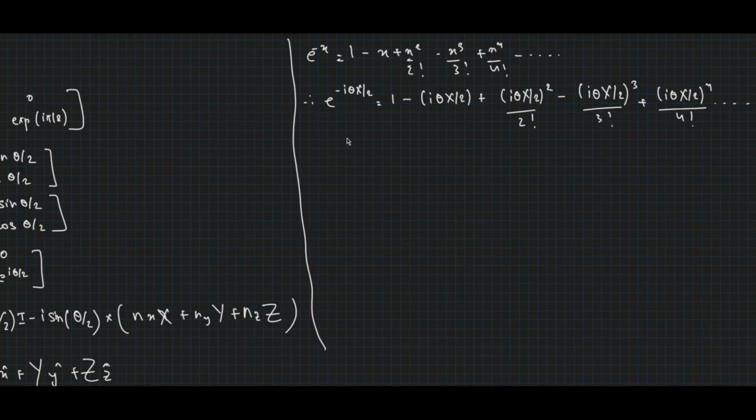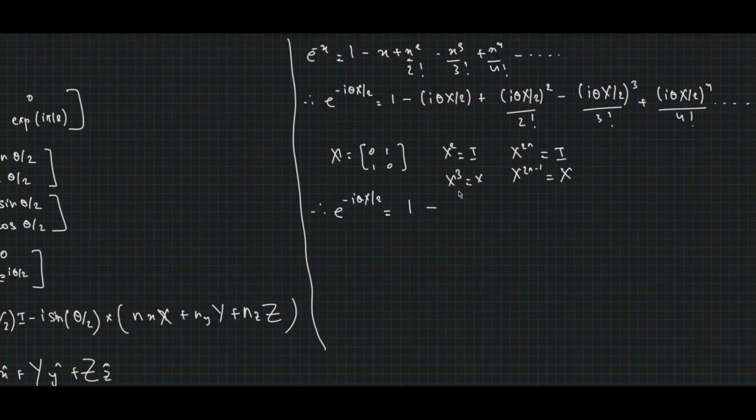We can also check that X, which is equal to the matrix 0 1, 1 0, has X square equal to I, which implies for all the even powers of X, that is X raised to 2n, we will get I, our identity operator. And we can check that X cube is equal to X, which implies for all the odd powers of X, that is X raised to 2n minus 1, will be equal to X.